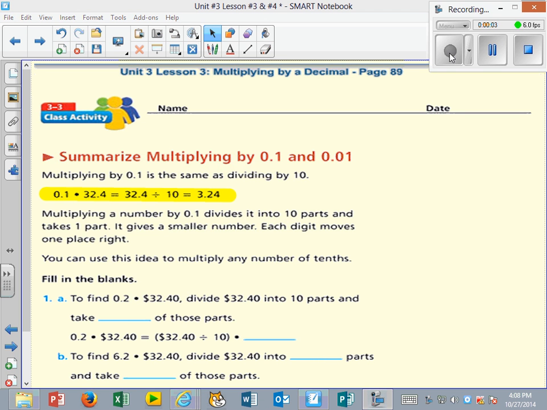Welcome back. Let's go ahead and get started. In your yellow notebook, write Unit 3, Lesson 3, Multiplying by a Decimal, page 89.